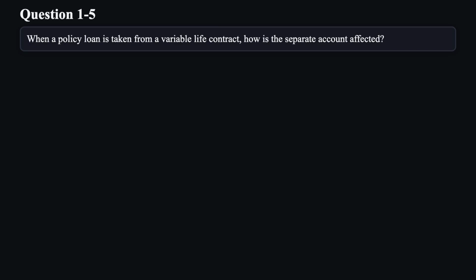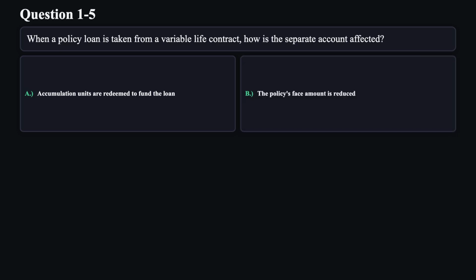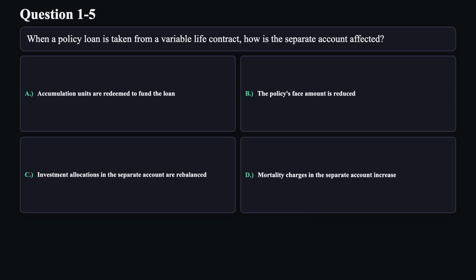Question 5. When a policy loan is taken from a variable life contract, how is the separate account affected? A. Accumulation units are redeemed to fund the loan. B. The policy's face amount is reduced. C. Investment allocations in the separate account are rebalanced. D. Mortality charges in the separate account increase.